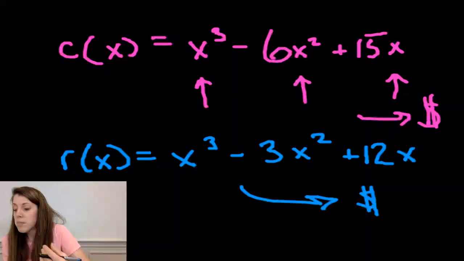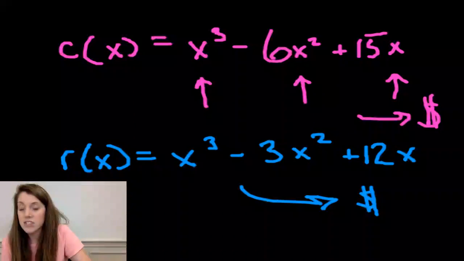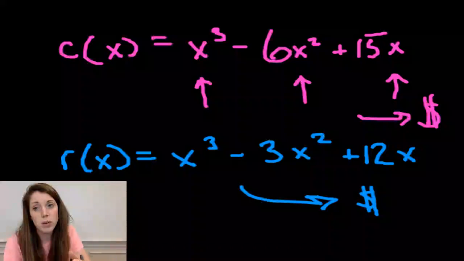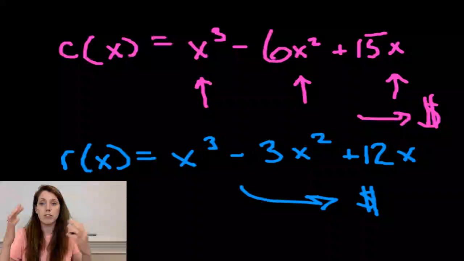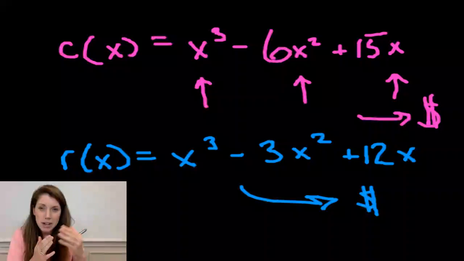It says find the marginal cost and find the marginal revenue. So what they're asking, remember, marginal in the business world, or in the language of economics, is how our cost or our revenue is changing if we were to add one more item. Like how much would it increase our cost and how much might it increase our revenue?